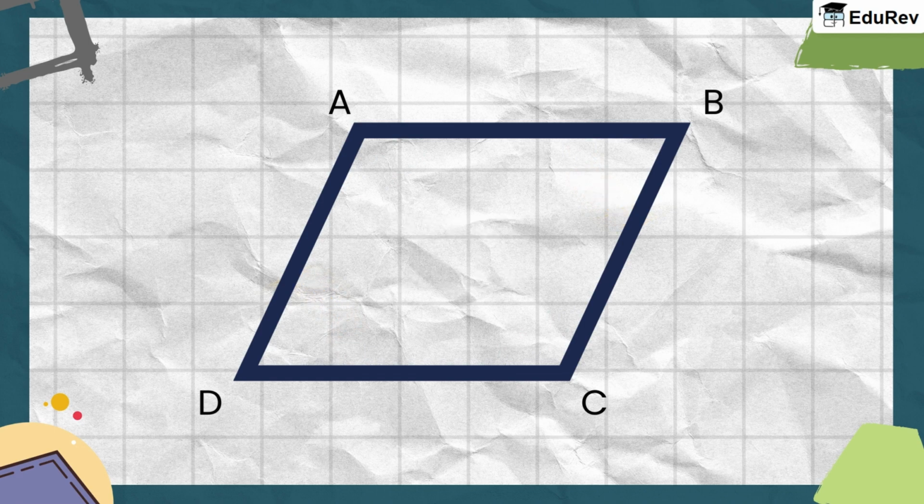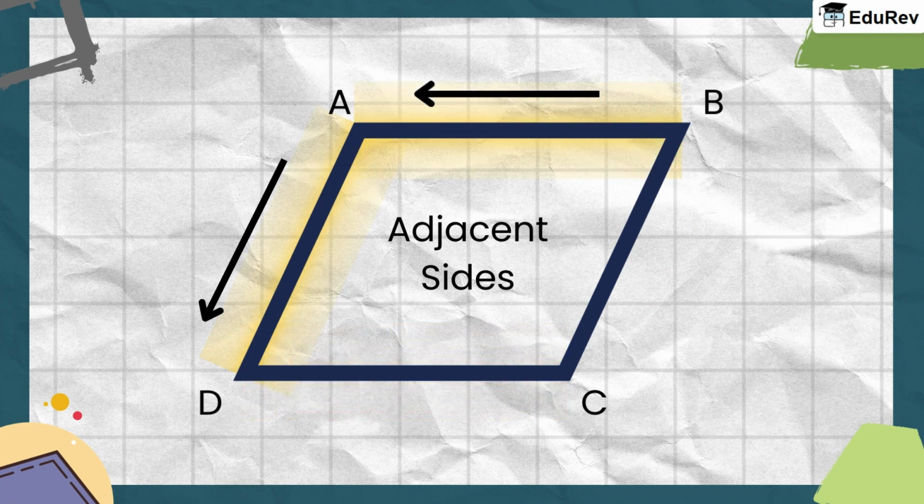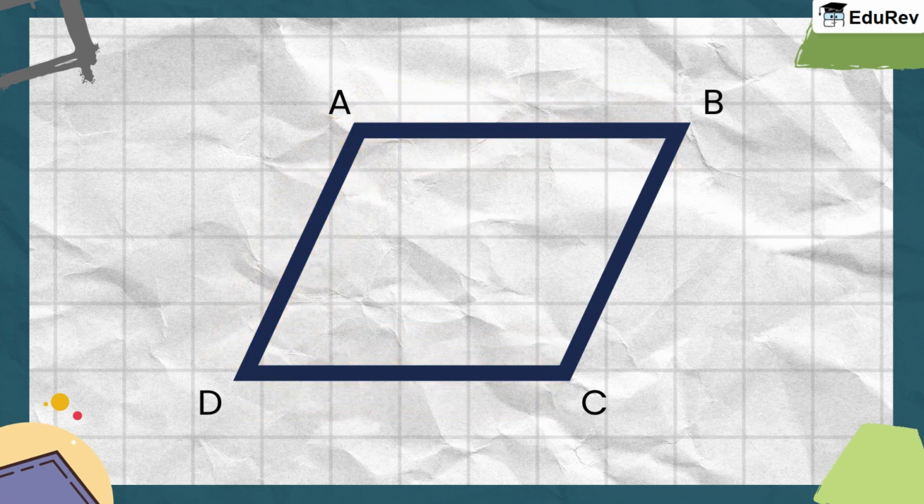Now comes the adjacent sides. Come on. Let's guess again. Yes. Here, we have 4 pairs of them, AB, BC, BC, CD, CD, DA, and DA, AB. Lastly, the adjacent angles. Again we have 4 pairs of them, angle A, angle B, angle B, angle C, angle C, angle D, and angle D, angle A.